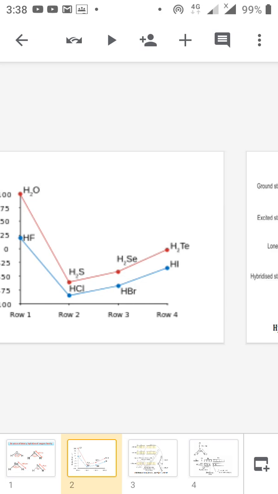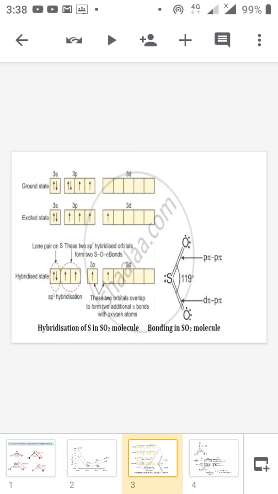And now we are moving into some of the oxides of sulfur. We have to study the two oxides, SO2 and SO3. The OSO bond angle in SO2 is 119.5 degrees, and SO2 exists in sp2 hybridization.